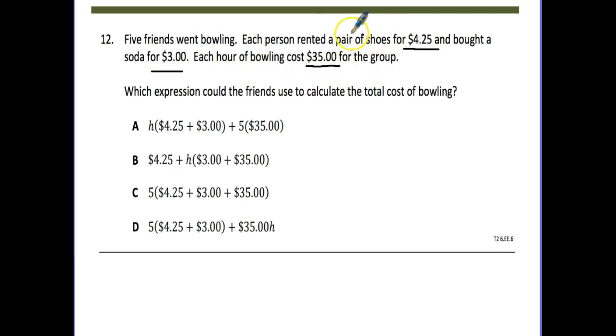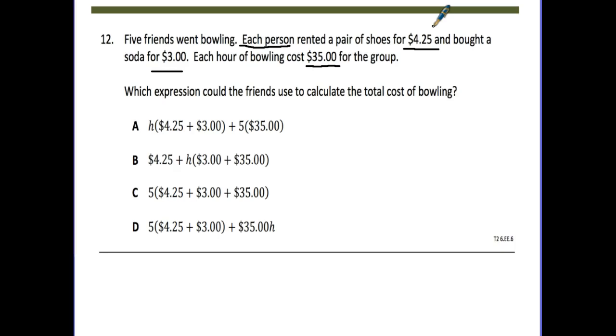This is going to be $4.25 for each person. And a soda, that's going to be a soda for each person. The 5 friends are not sharing one soda. So each person rented shoes for $4.25 and bought a soda for $3. So you should be indicating that on the product side. You've got 5 people. Each one paid $4.25 and $3 for a soda.